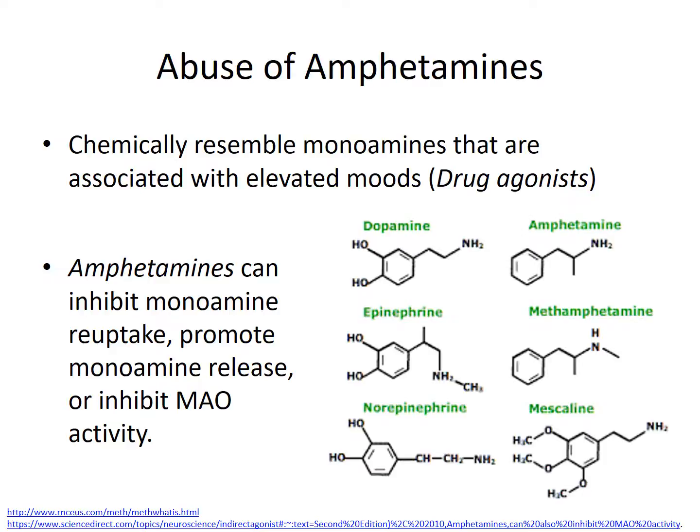Why is abuse of amphetamine so prevalent? Amphetamines chemically resemble monoamines. So amphetamine has a similar structure to dopamine. Methamphetamine, a derivative of amphetamine, has a similar structure to epinephrine. Mescaline has a similar structure to norepinephrine.